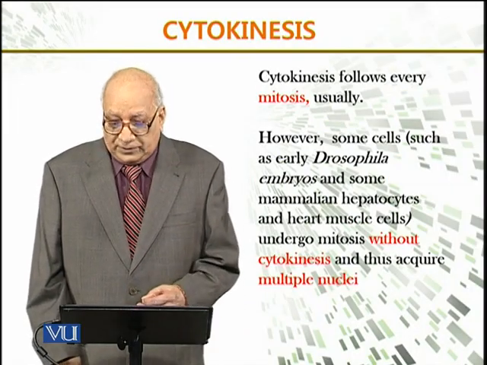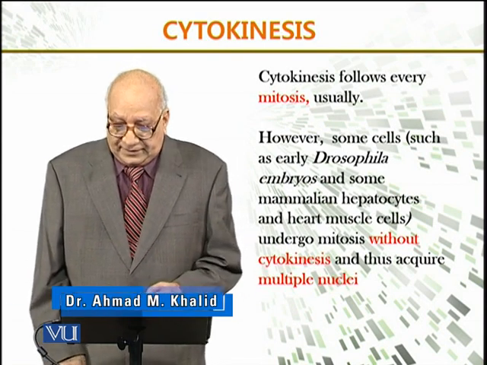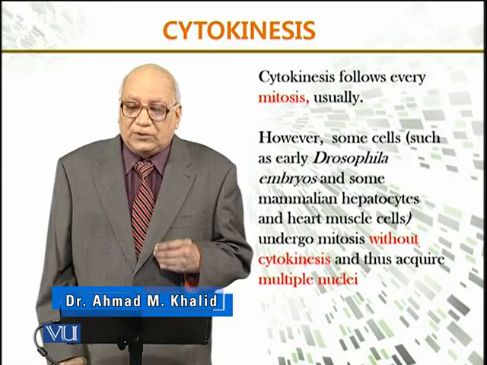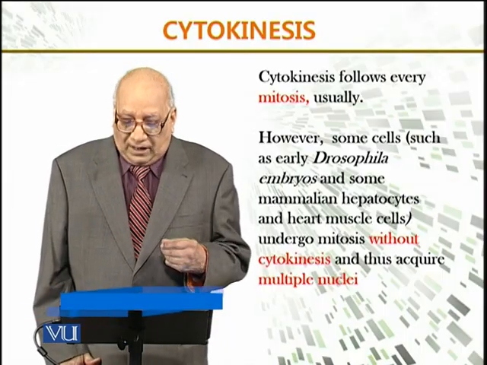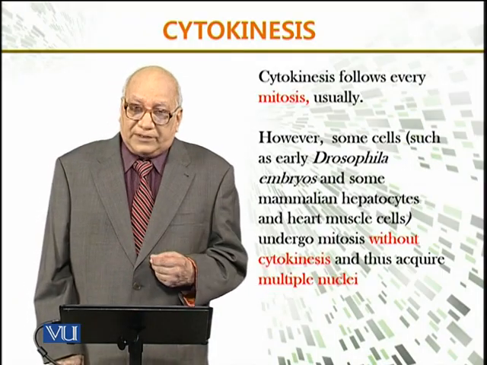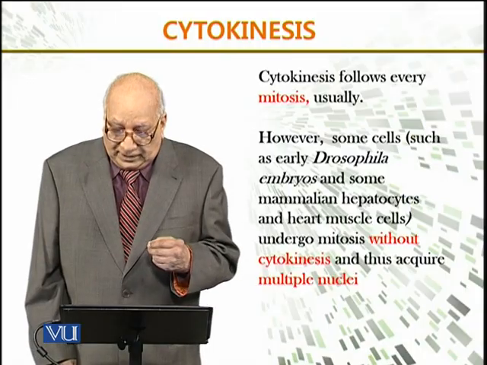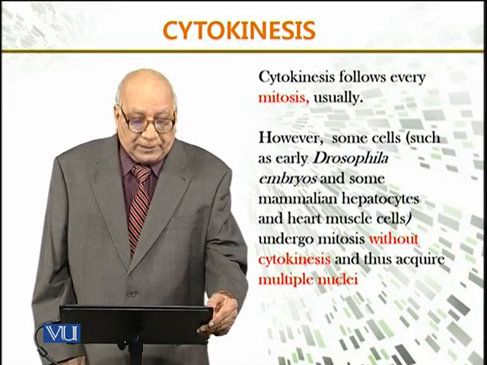Cytokinesis follows every mitosis, but some cells, such as early Drosophila embryos, some mammalian hepatocytes, and heart muscle cells, undergo mitosis without cytokinesis, and thus they acquire multiple nuclei.